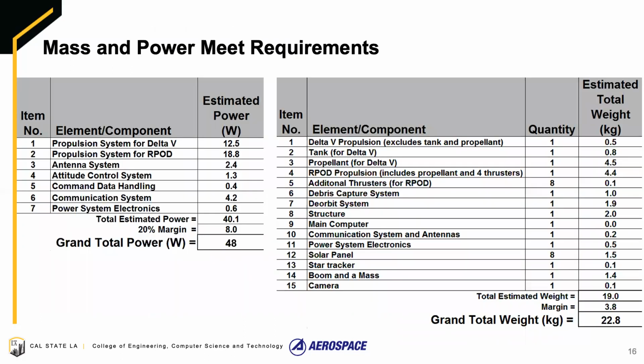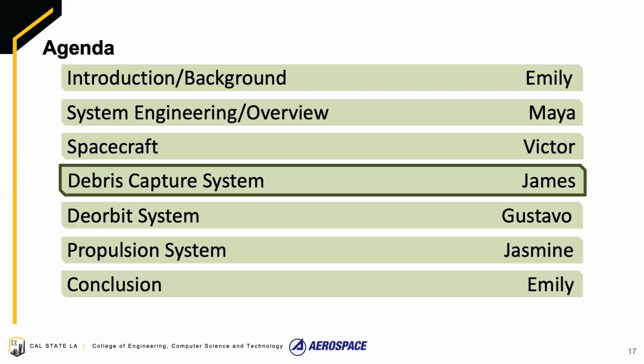Okay, next slide, please. So throughout this spacecraft design, we had mass and power requirements to meet. So these are very important in the field of aerospace. So when we were looking at our power budget, we found that we only needed 48 watts of power, which is well within our capabilities. And our mass only turned out to be about 22.8 kilograms. That includes our contingencies, and it allowed us to stay within our requirements as well. Next, please. So now we're going to have James talk a little bit more about the debris capture system.